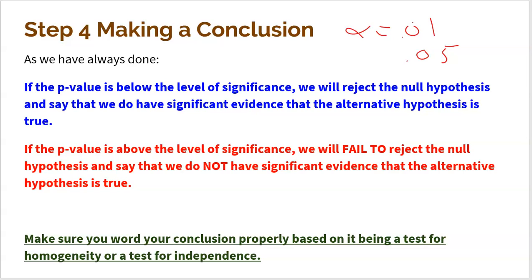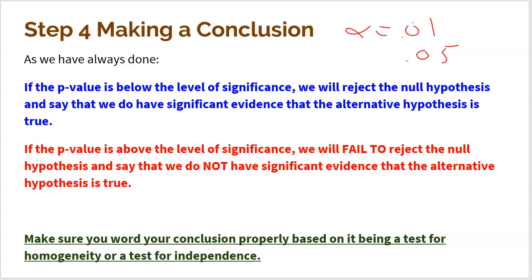So make sure you do word your conclusion properly based on it being a test for homogeneity or a test for independence. If it's a test for homogeneity, you're talking about, hey, is the distribution different across the population? So make sure that's part of your answer. Yes, there is evidence that the distribution is different across the populations. If it's a test for independence, we're looking for, is there an association? So if you reject the null, you would be saying, yes, there is an association between variable this and variable that.